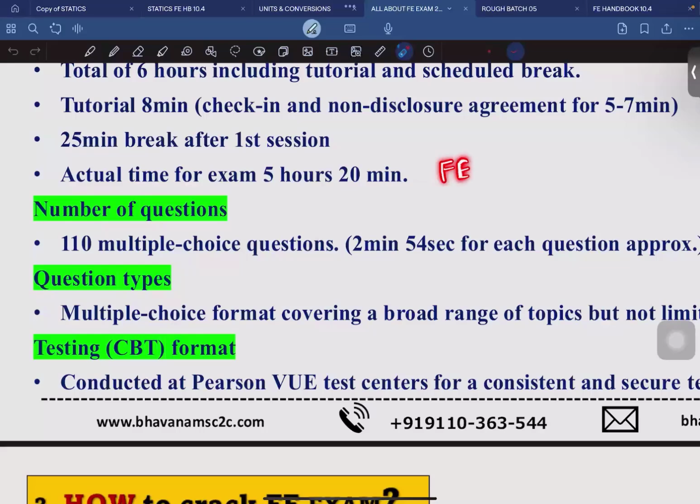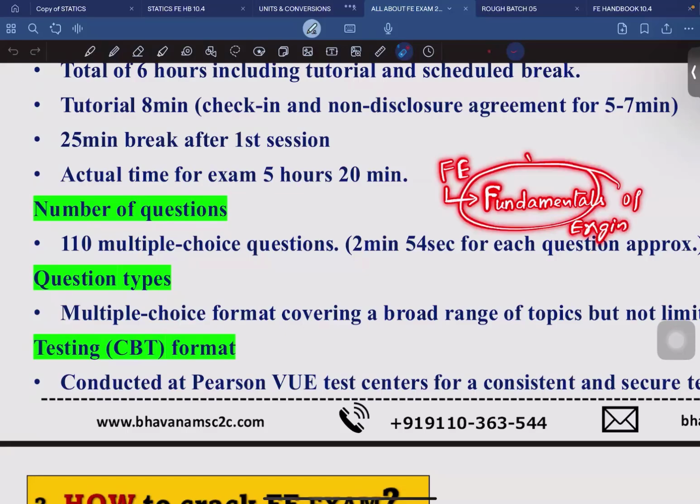Why? The name itself says it is FE. What is F here? Fundamentals. Yes, it is Fundamentals of Engineering. It's not like pro level, advanced levels of engineering. It's just fundamental. They will ask you some basic questions like what are the ingredients of concrete?